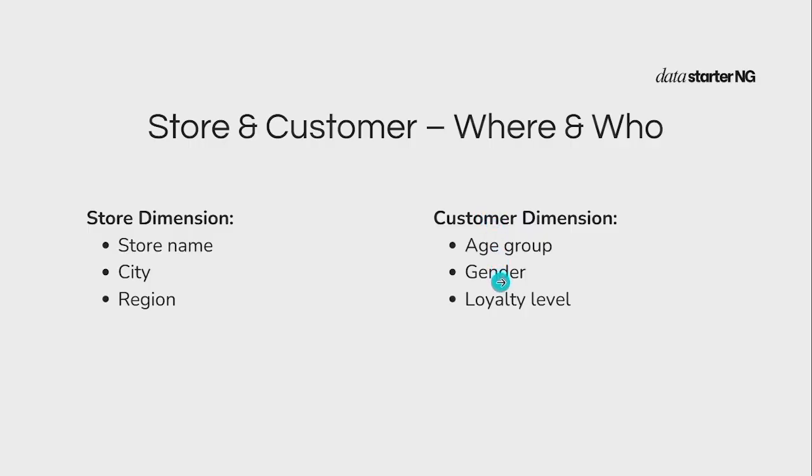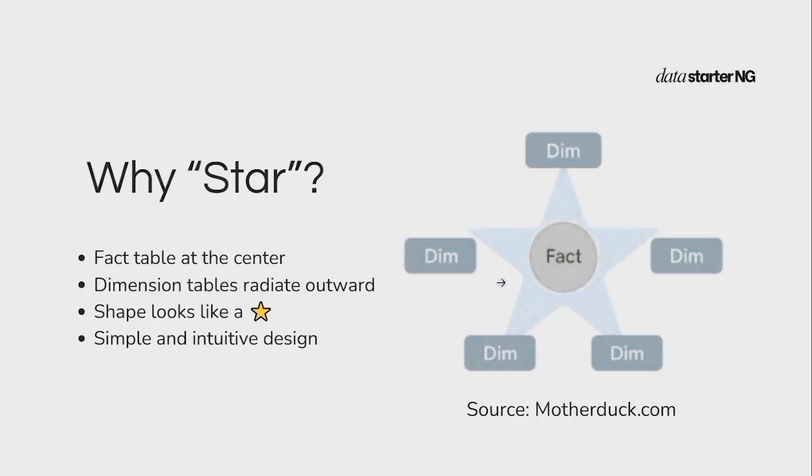So why do we call it a star schema? The reason is, as you can see in this diagram, it looks exactly like a star. You have the fact table at the center, the dimension tables radiate outward, and the shape is like a star. Lastly, it also has a simple, intuitive design.